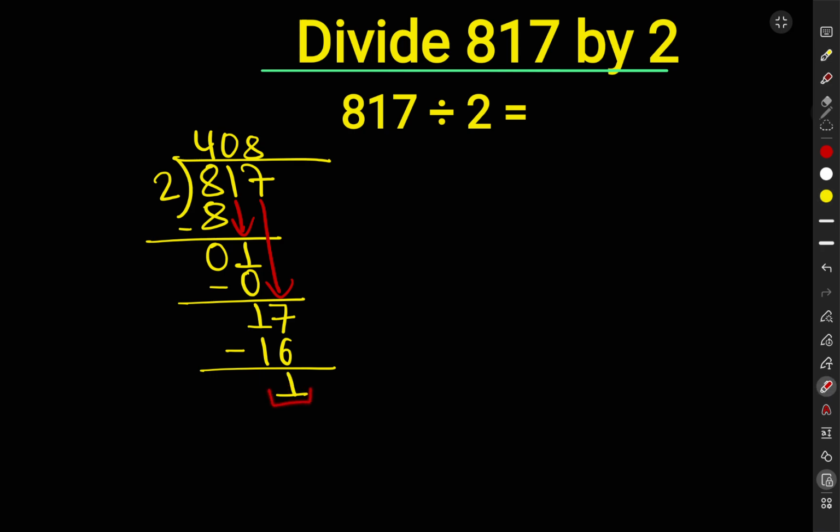So now this 1 is less than 2 and there is no other number to put down. So we take here a decimal so that we put 0. So it is 10 and 2 times 5 is 10. On subtracting we get 0. So 817 divided by 2 is 408 decimal 5.